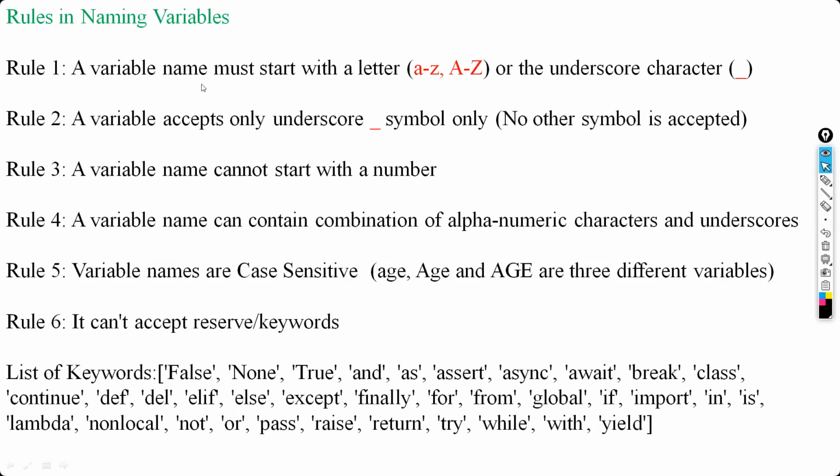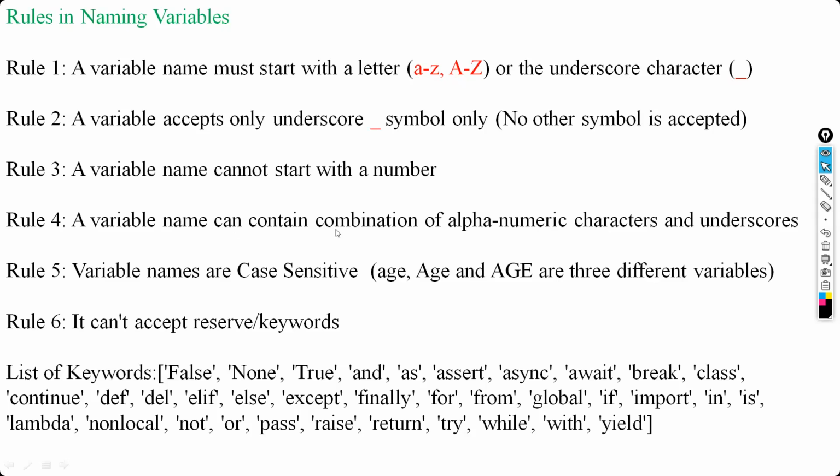Rule number 1: the variable name must start with a letter, that is an alphabet, either small a to small z or capital A to capital Z, or an underscore. It can even start with an underscore. The variable accepts only the underscore symbol, meaning inside the entire variable name, other than underscore, nothing will be accepted. A variable name cannot start with a number. It can start only with alphabets or an underscore.